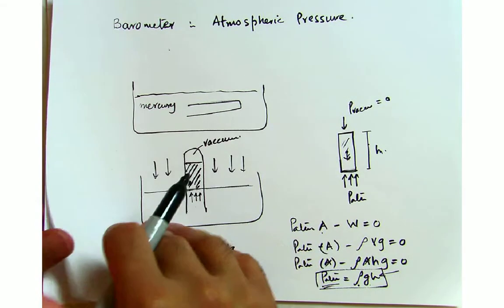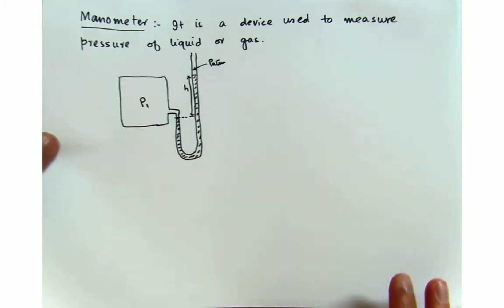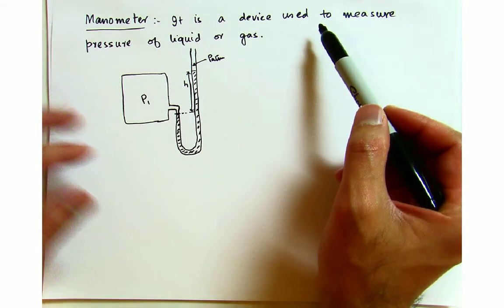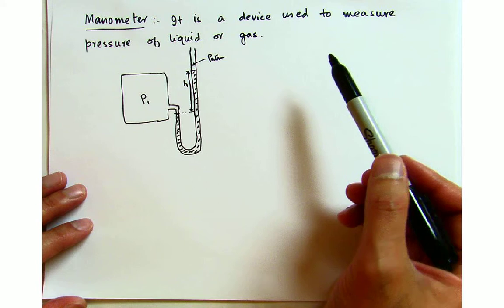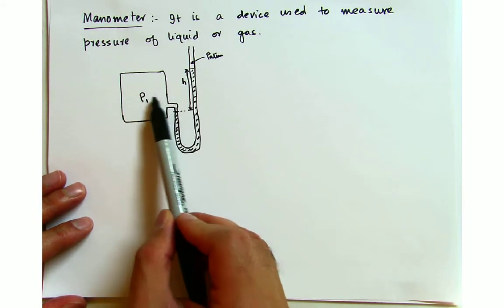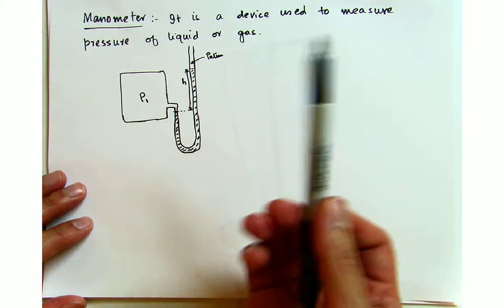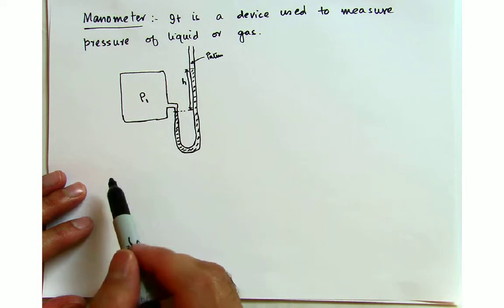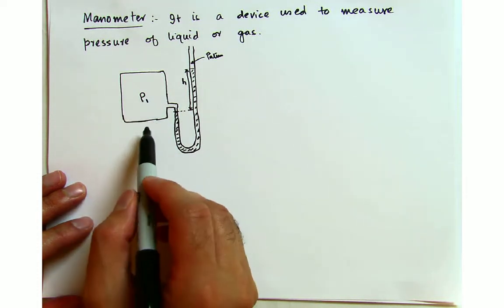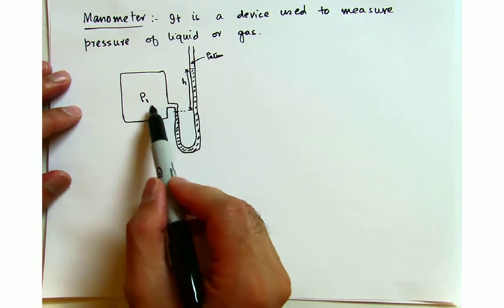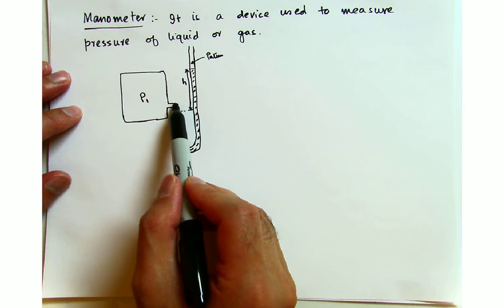Okay, so another device which is used to measure pressure is called a manometer. It is a device used to measure the pressure of a liquid or a gas, and this is how a manometer looks. You have a pressure P1 on this container, then this is some fluid over here, and right now I'm taking it to be any fluid. The way we measure this pressure is we start out with P1, and if this is a gas, I don't have to worry about the weight of the gas acting on this fluid.